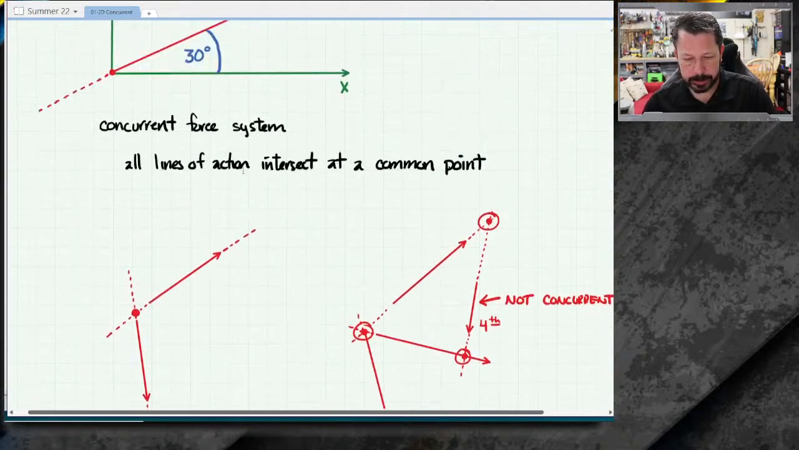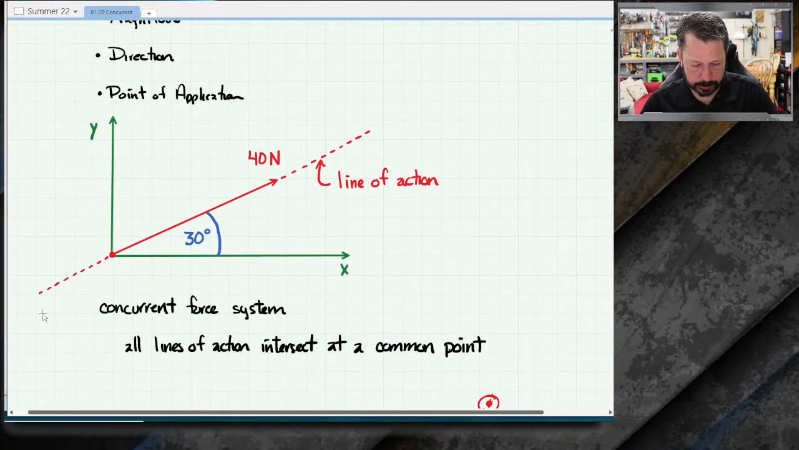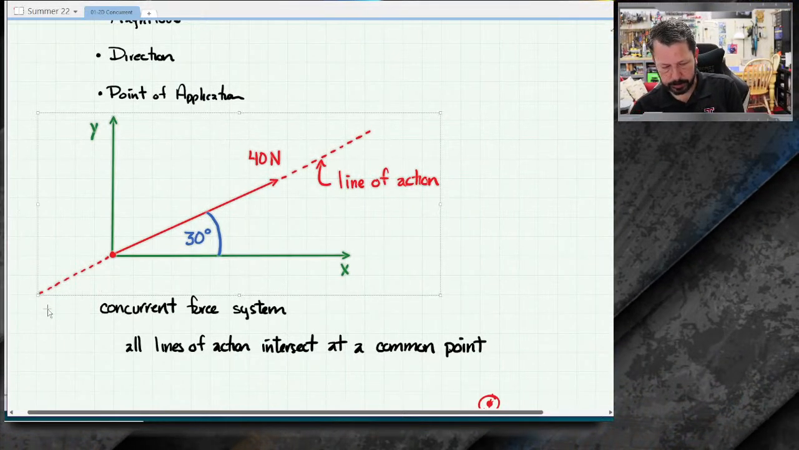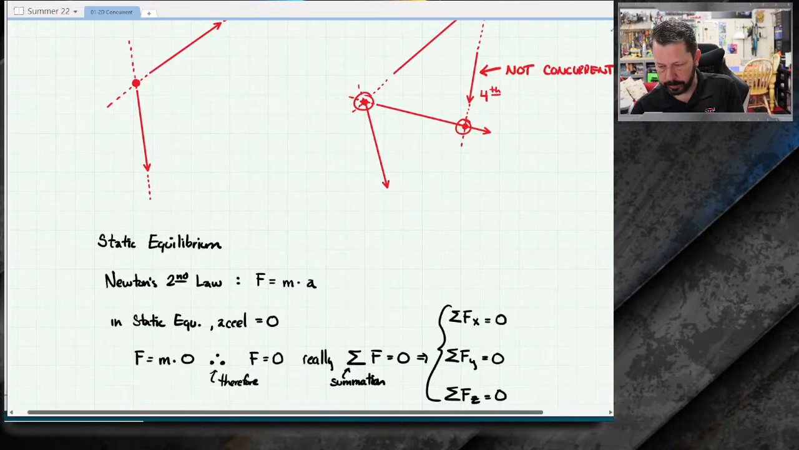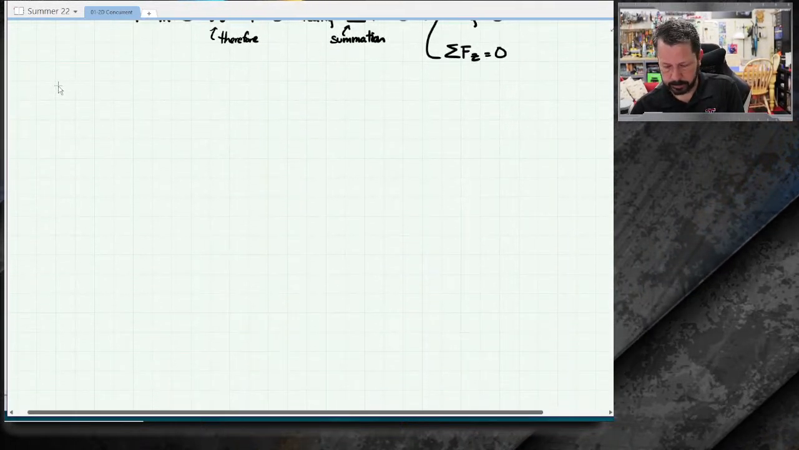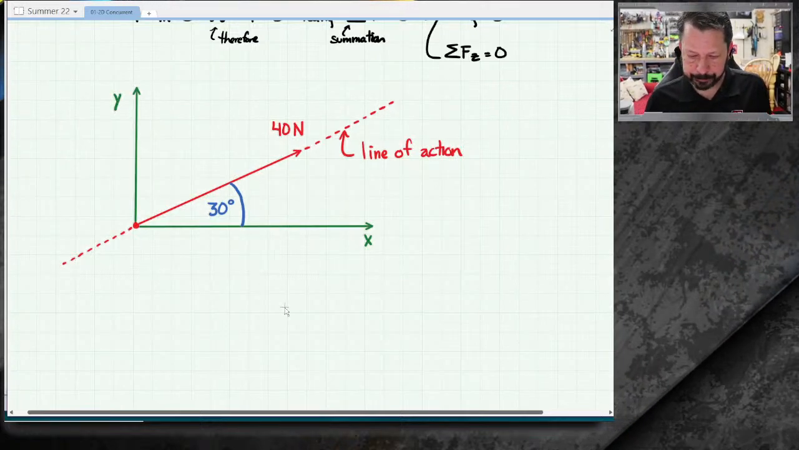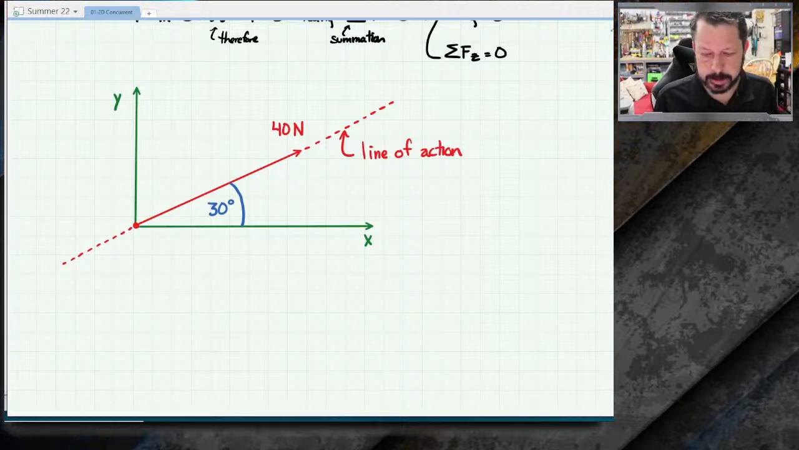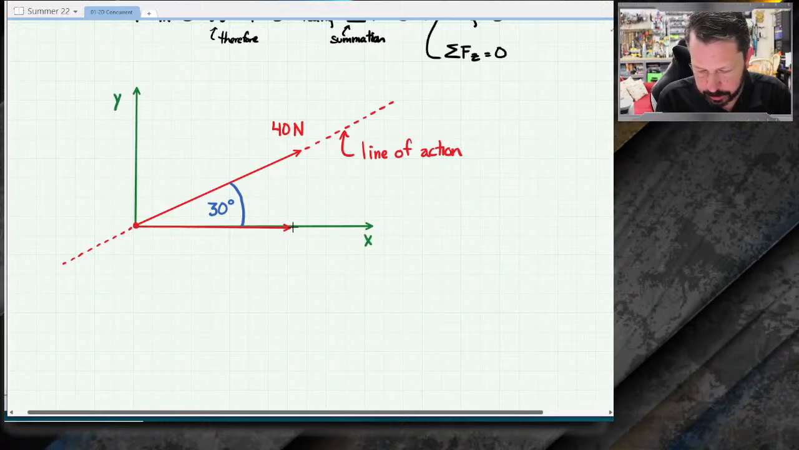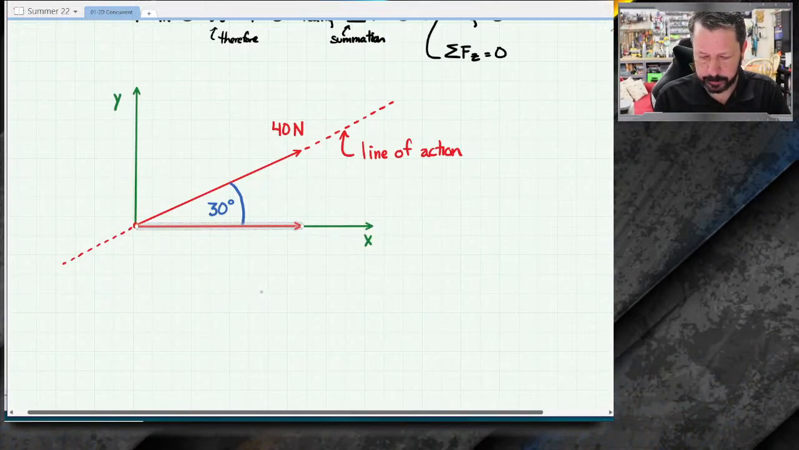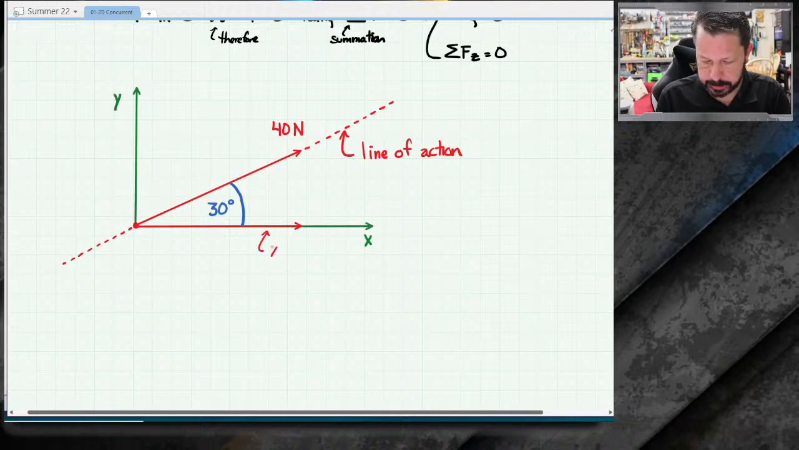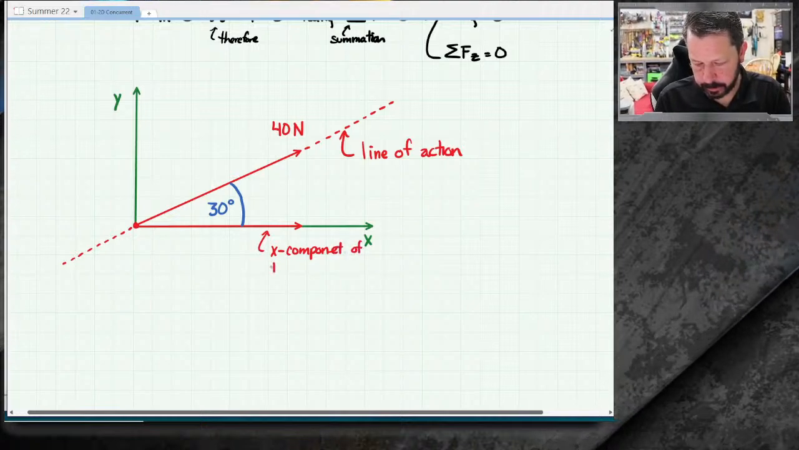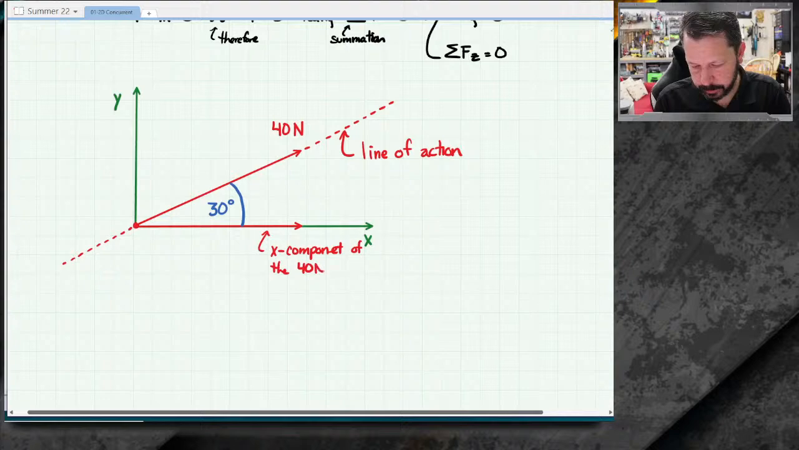So why don't we just take this one? In fact, it's already drawn. Let's just take this one and copy it. Oops. And we'll put a new version of it down here. Okay. Let's do red and the x component of this guy. So I want to know, what is that guy? That one is the x component of the 40 Newton force.